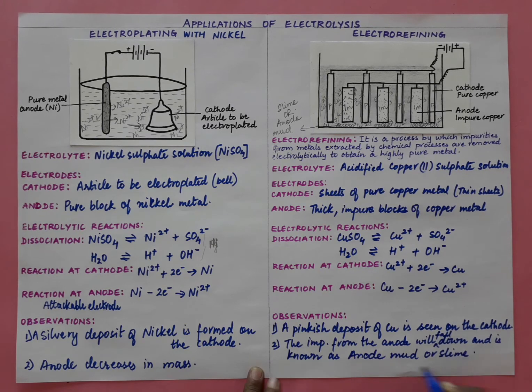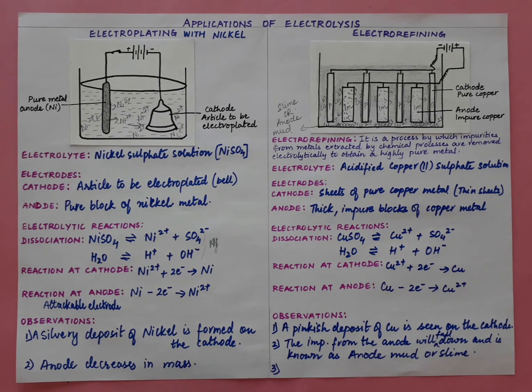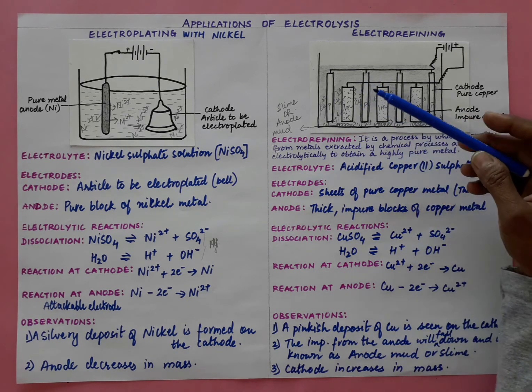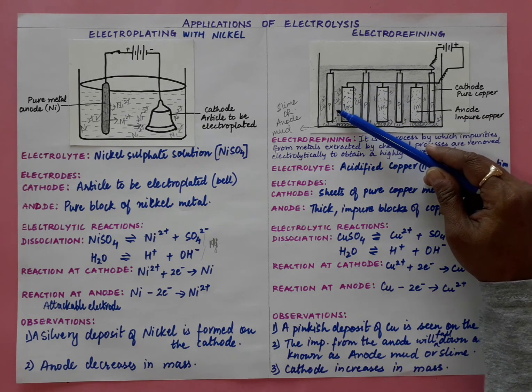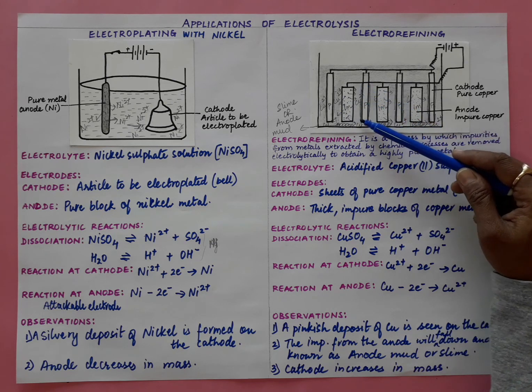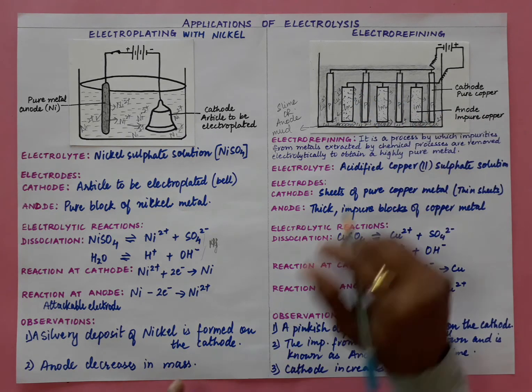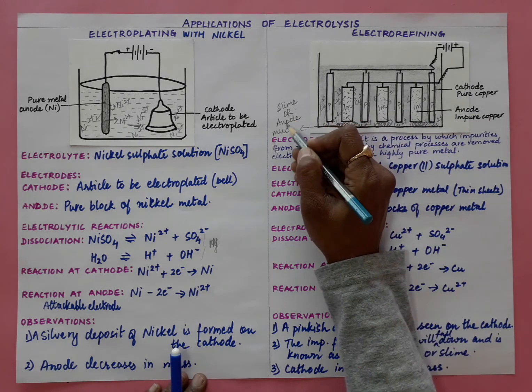And what is the third observation? The anode will continuously decrease in size, and finally the cathode increases in mass. So then there won't be any anode anymore. Why? Because all the atoms will turn into ions and be attracted towards the cathode, where they will get deposited in the form of copper, and finally the impurities will fall down at the bottom, which is known as anode mud.